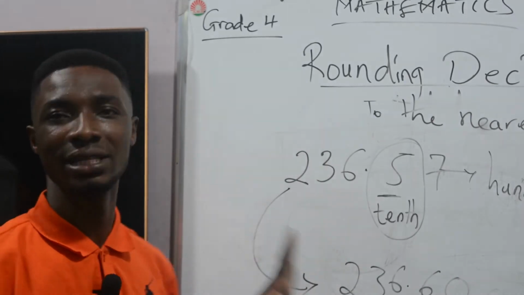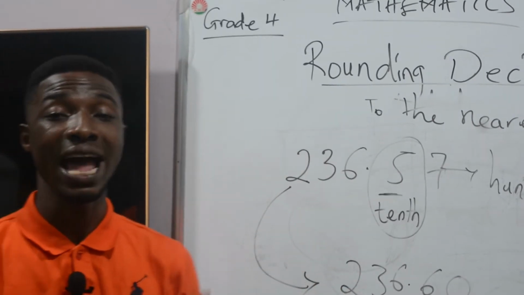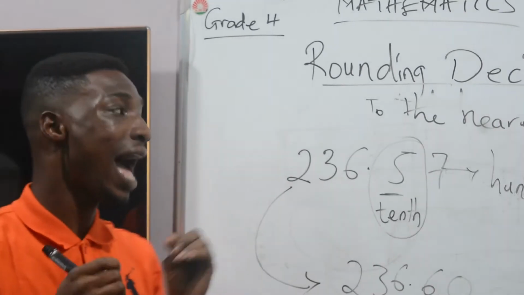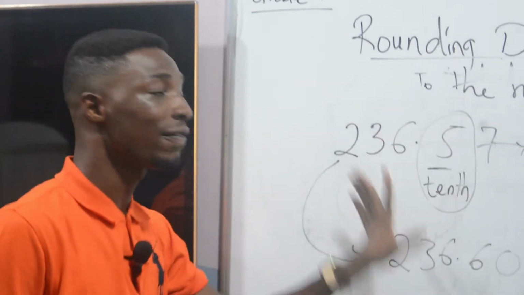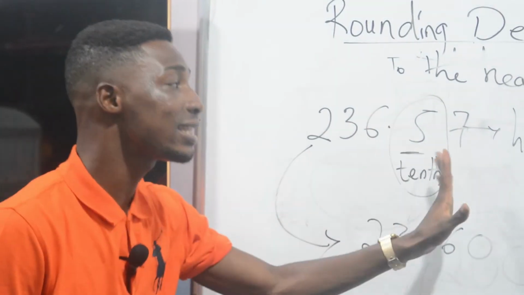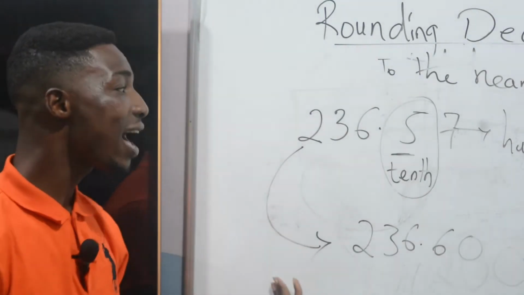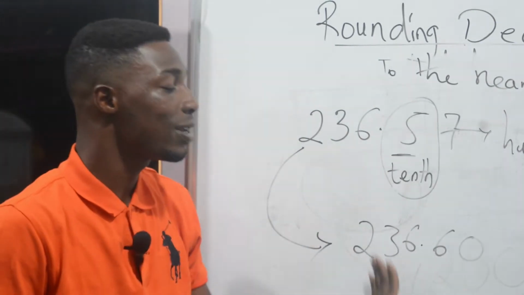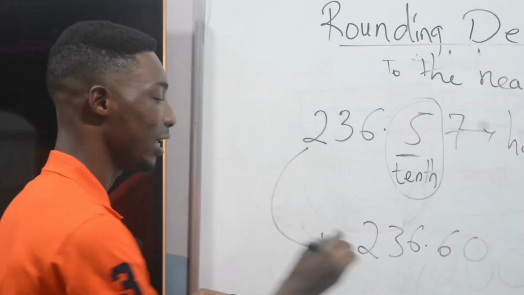But 7 is greater than 4. So because 7 is greater than 4, what I have to do next is to add 1 to the 5, so I get 6. After adding 1 to the 5 and getting 6, then I'll just take the 7 away and replace it with 0. So my final answer becomes 236.60, as I have here.